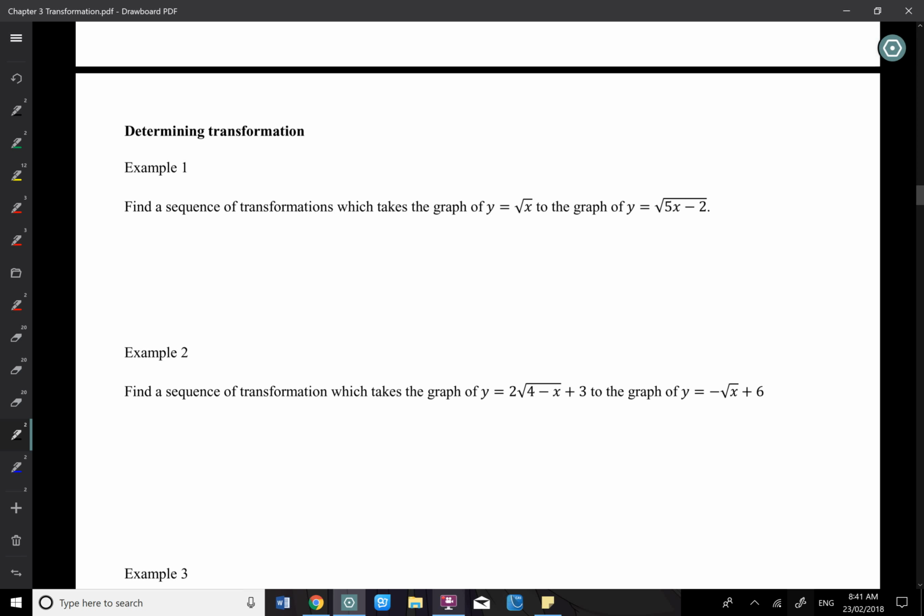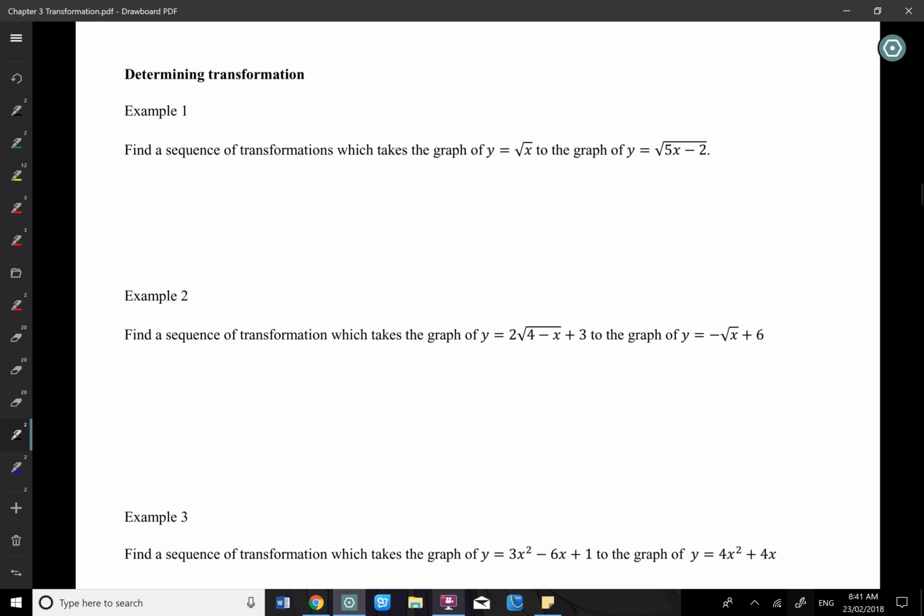I want you to try the first example by yourself. Okay, give you 3 minutes to try the first equation by yourself, which is exactly the same as what we did yesterday. This is a resultant function and the original function. You compare them and try to see what's happening.